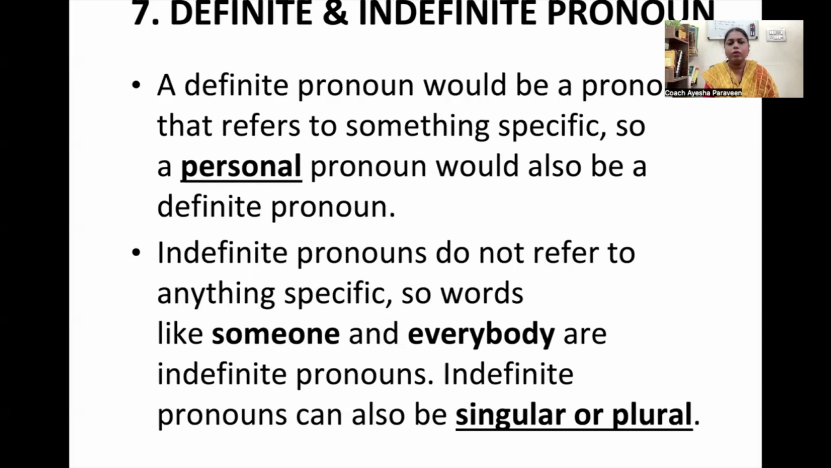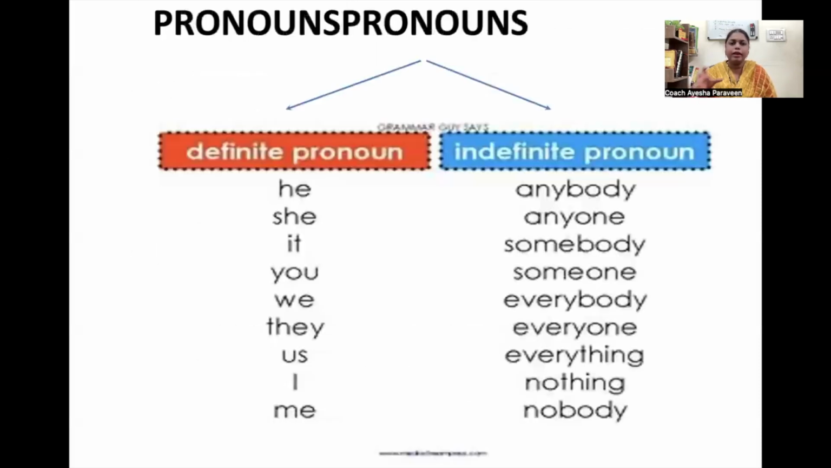Indefinite pronoun. What are indefinite pronouns? Indefinite pronouns do not refer to anything specific. So words like someone, everybody, everyone, all these are indefinite pronouns. Indefinite pronouns can be singular or plural. We'll see with examples.